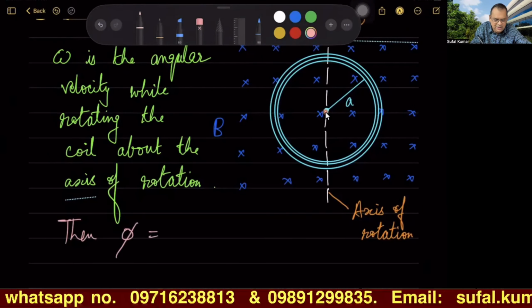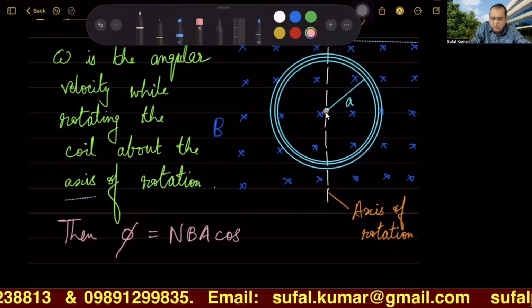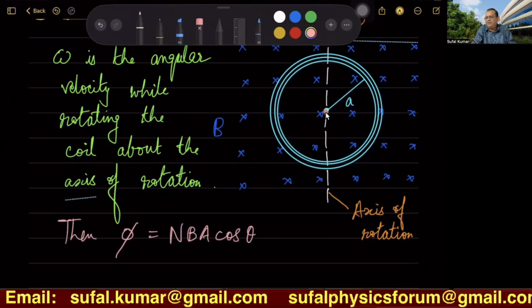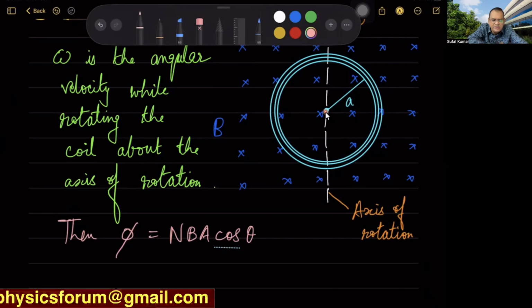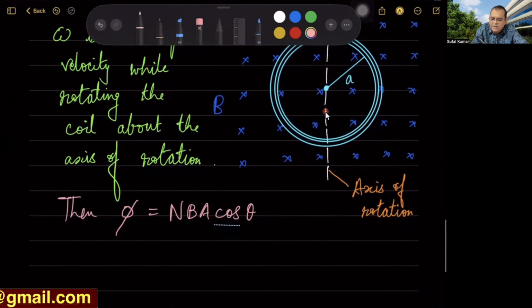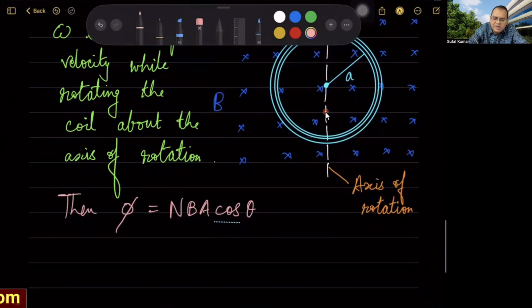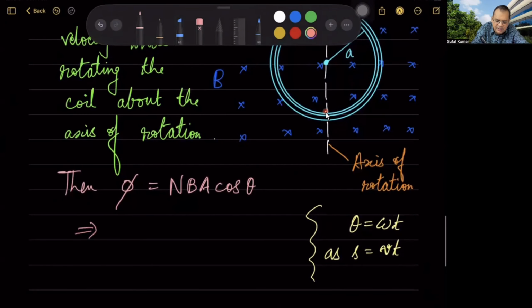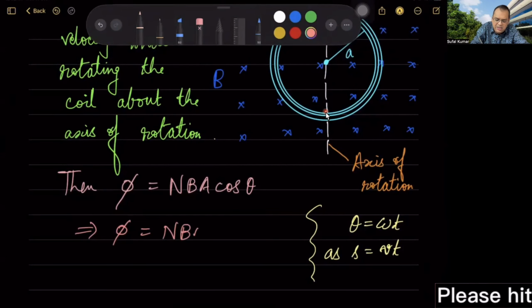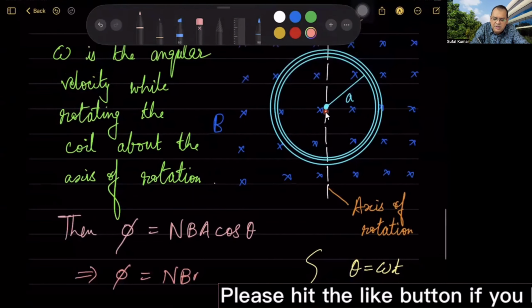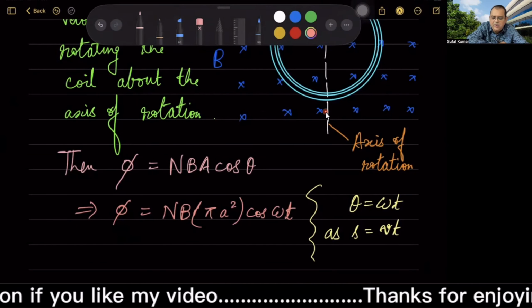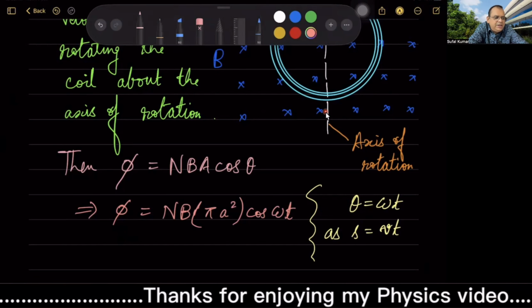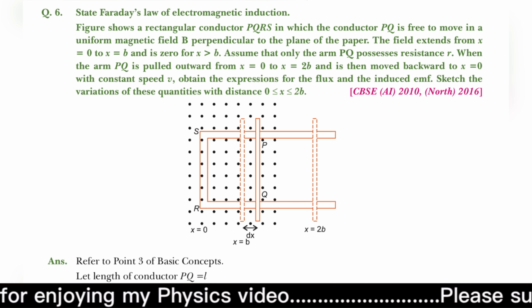Then phi is NBA cos theta, because phi is in general B dot A. So here NBA cos theta. Later on, theta equal to omega t is to be considered, as S is equal to Vt. It implies that phi is NB, and for A we'll consider pi a square. Thereafter, the differential of cos omega t is minus sine.